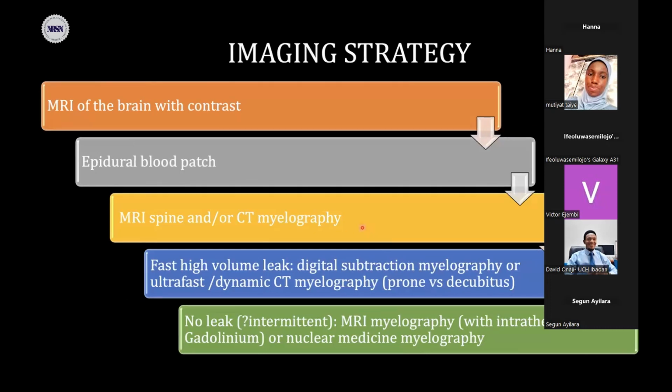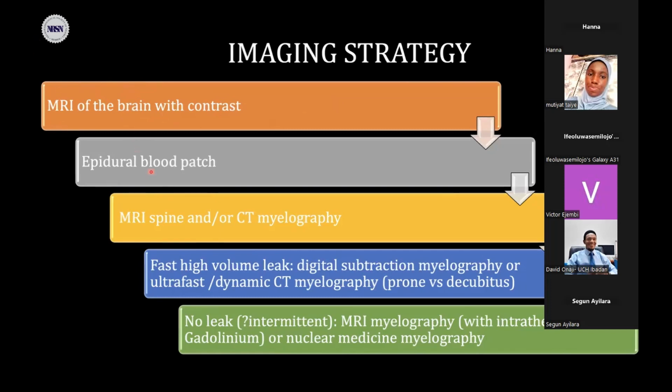There are varying strategies that people use, but the aim is to identify where CSF is leaking from. Most of all, you want to first of all have an MRI of the brain with contrast. And we said that if you have pachymeningeal enhancement, then you do not even need to measure the CSF pressure to confirm that there's low pressure within the CSF.